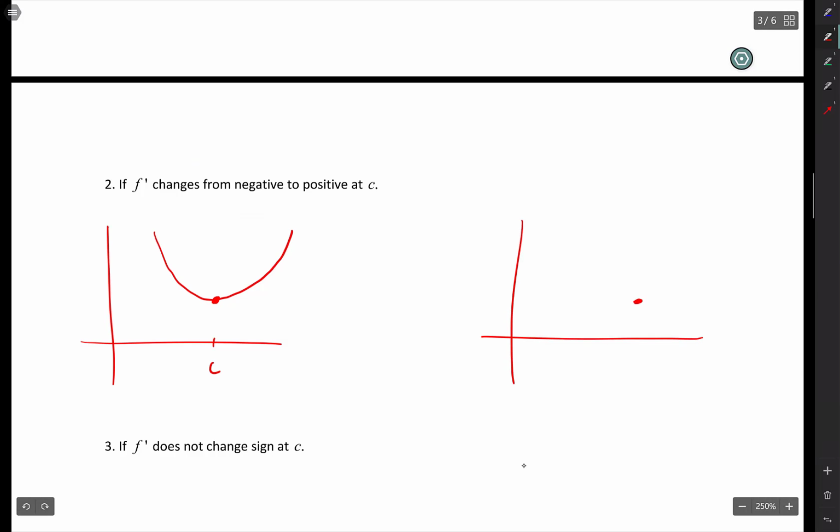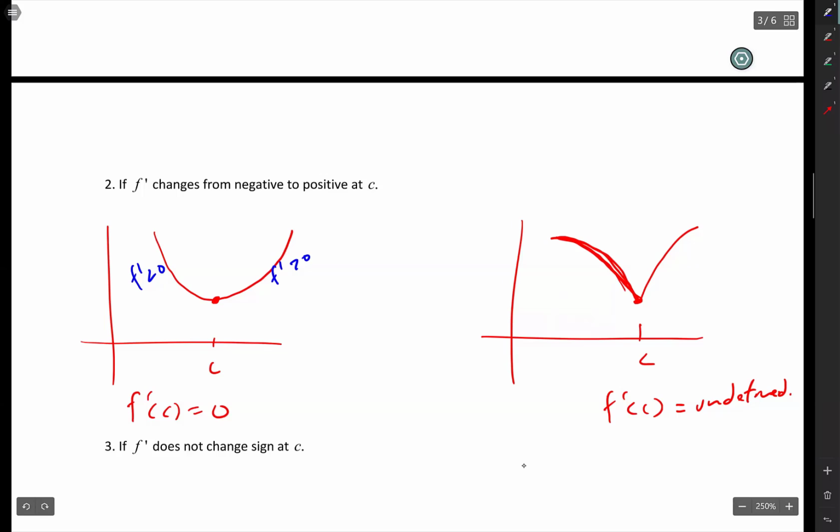Let me do a better one. We'll do a bird there. On this one, f prime of c is 0. On this one, f prime of c is undefined. Notice f prime is negative, f prime is positive. F prime is negative, f prime is positive. We have a min, we have a min.